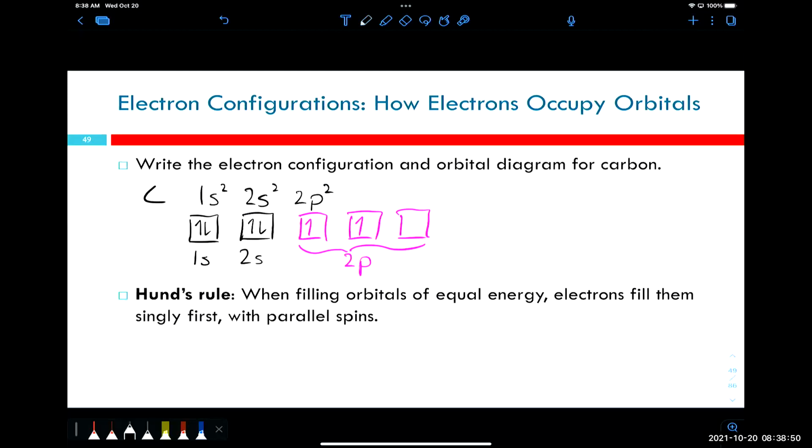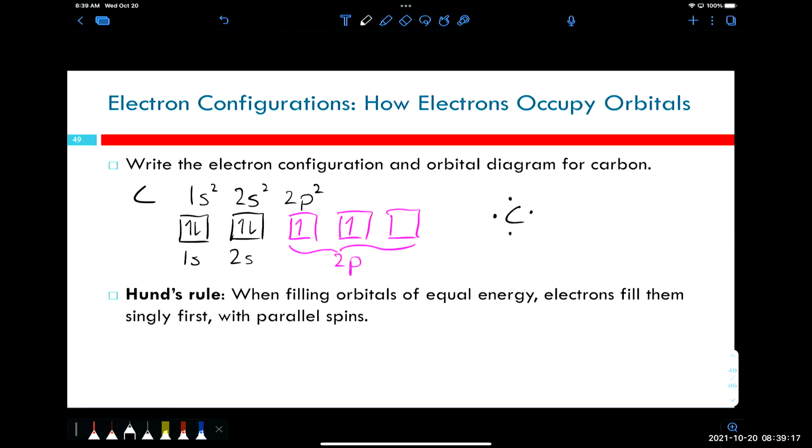So for carbon here, because this is a 2s, and this is a 2p, those are both valence electrons. Both of those represent valence electrons. So carbon has a total of 4 valence electrons. We represent those with little dots around carbon. Yeah, 4th counting across. Okay.